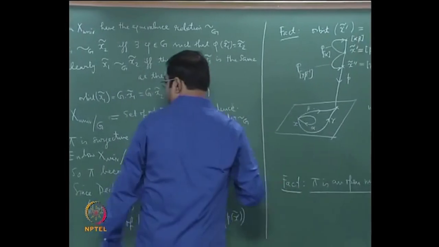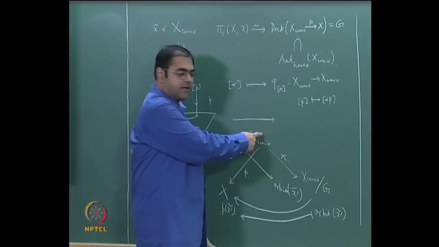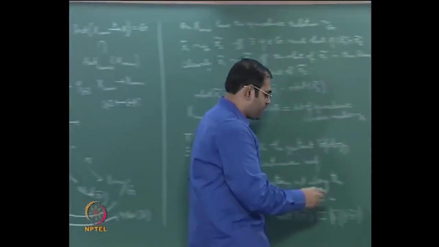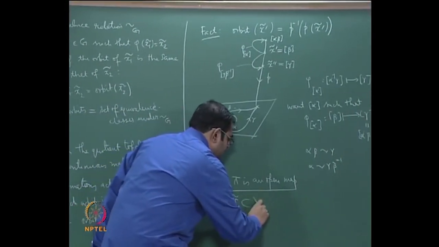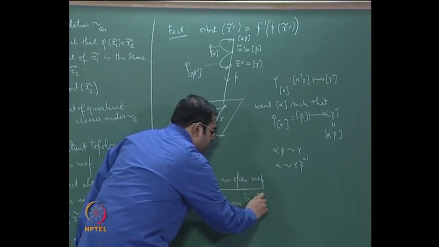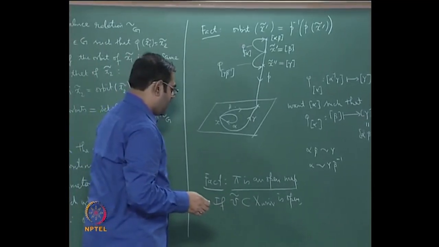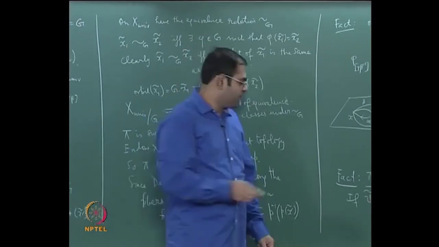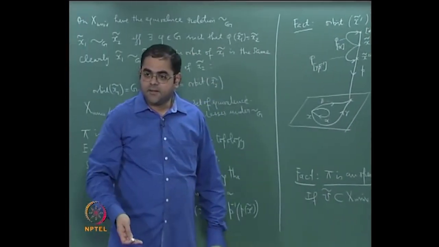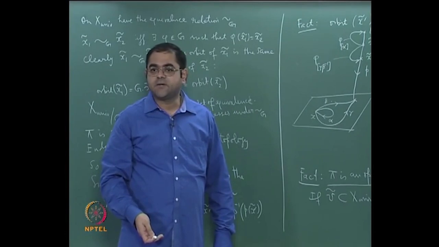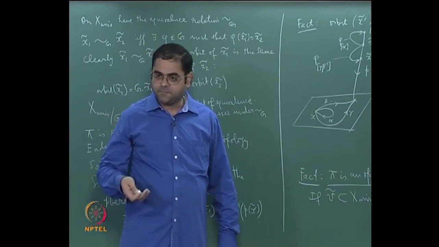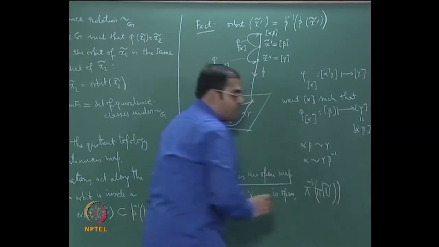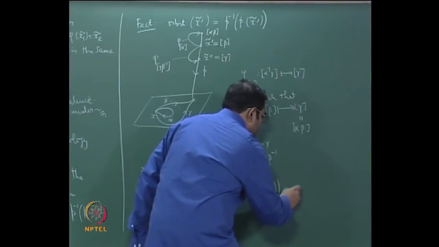That's very easy, because if I take an open set here, suppose I call it U tilde, and U tilde in X universal is open, then I have to check that pi of U tilde is open. To say that pi is an open map, I have to say it takes open sets to open sets. But because of the quotient topology, this is the same as checking that pi inverse of pi of U tilde is open. So what is pi inverse of pi of U tilde? It is simply G dot U tilde.